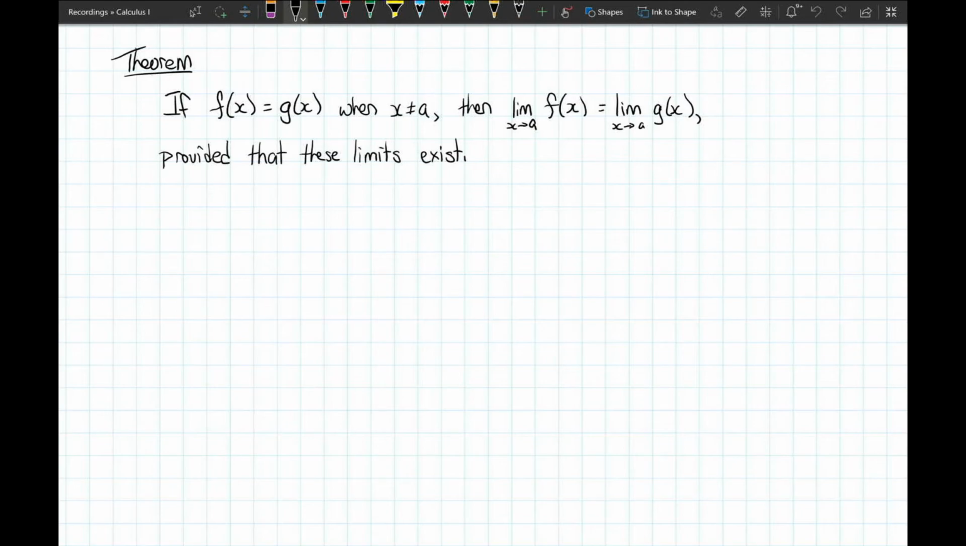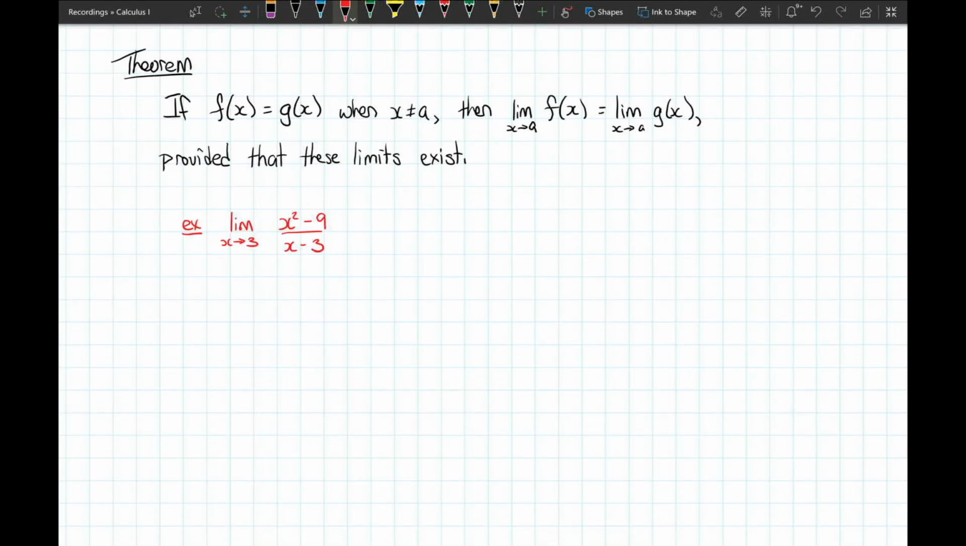Let's see if we can take a look at an example where this would be a useful theorem. Okay, in this example, we've got another rational expression. There's a polynomial divided by another polynomial. We're taking the limit as x approaches 3. Now, if you try to just use the direct substitution principle here and try plugging 3 directly in, you're going to find out that you're dividing by 0. And so you won't be able to use that principle.